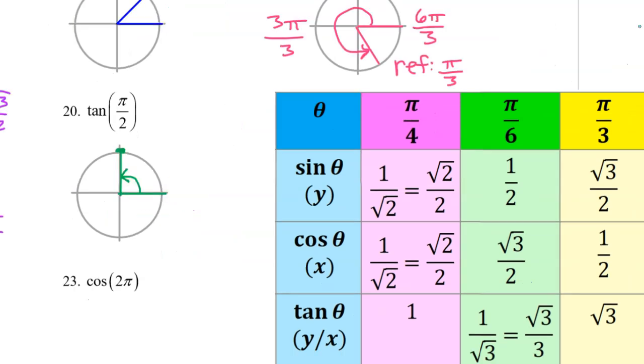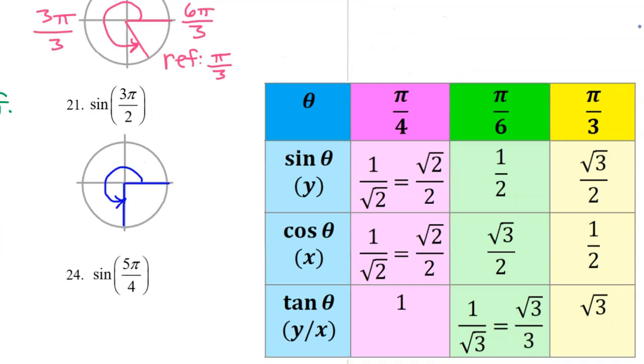Pi over 2 does not land in a quadrant. It lands right on the positive y-axis. So we don't need these values. We can just recognize the slope of a vertical line is undefined. And you know that tangent is always the slope of the terminal side. So tangent will be undefined at pi over 2.